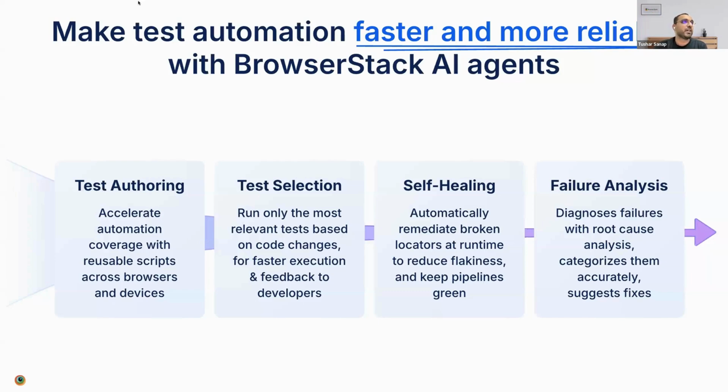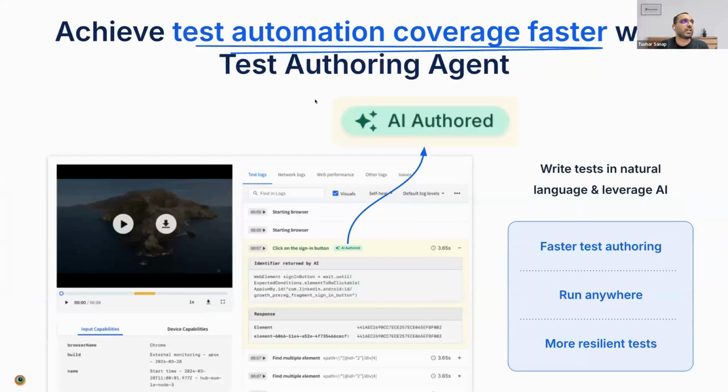Now, I'll just quickly take you through a few examples. Very simple. Instead of writing the code, you'll just simply say click on sign in button, and BrowserStack will take care of it in the authoring agent. It will make sure what code to run on app, on web, on mobile web, or anywhere. So you just have to write the intent in natural language, and we'll figure out how to run that particular script.